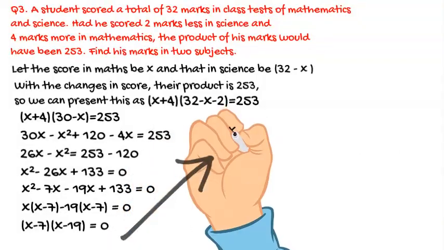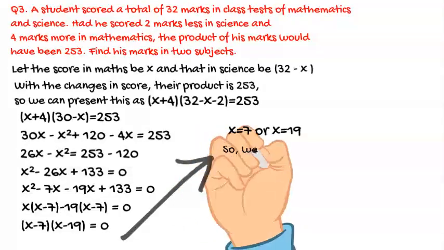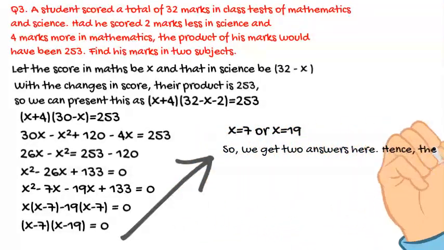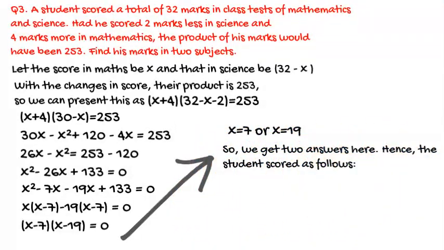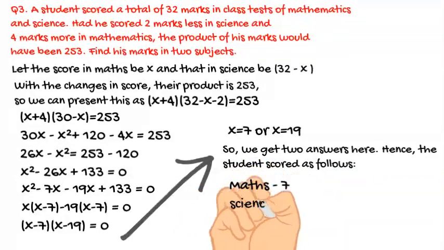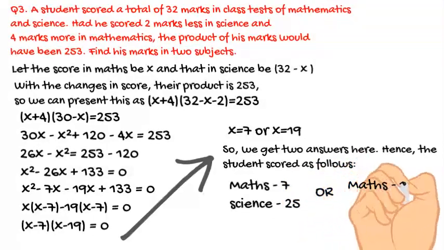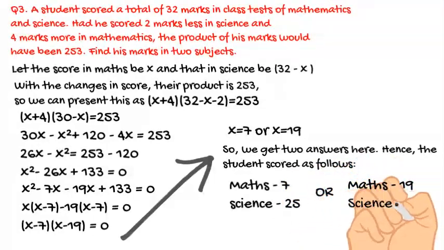Solving this further, we get x is either equal to 7 or x is equal to 19. So we get two answers here. Hence, the student scored as follows: Maths 7 and Science 25, or Maths 19 and Science 13.